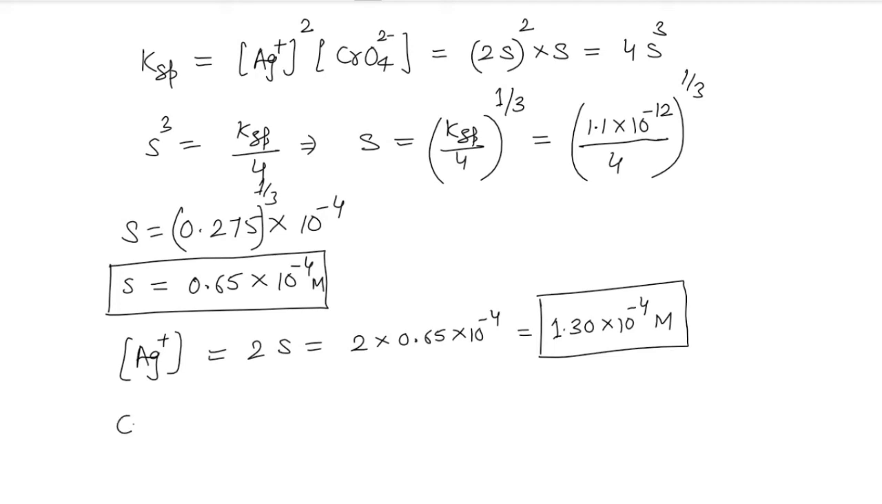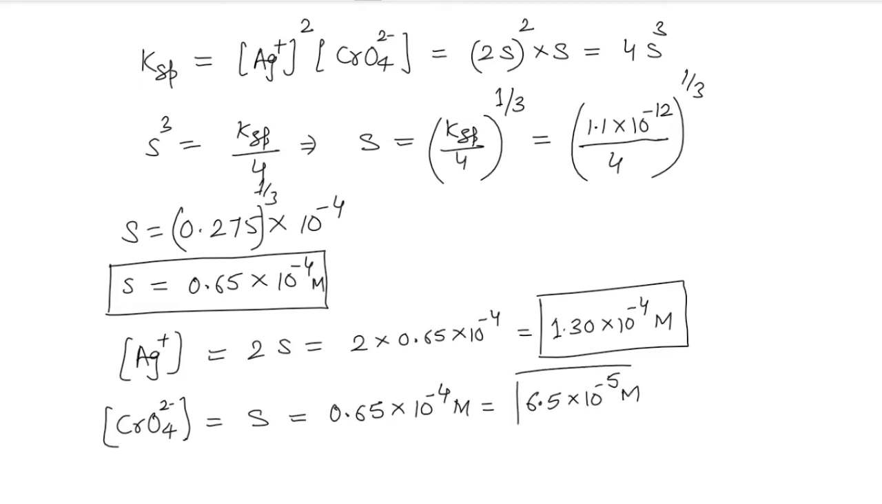Now chromate ion concentration. Chromate ion concentration is S, that is 0.65 into 10 raised to power minus 4, which we can write in scientific notation as 6.5 into 10 raised to power minus 5 molar. That's it. The same is the case with barium chromate and ferric hydroxide.